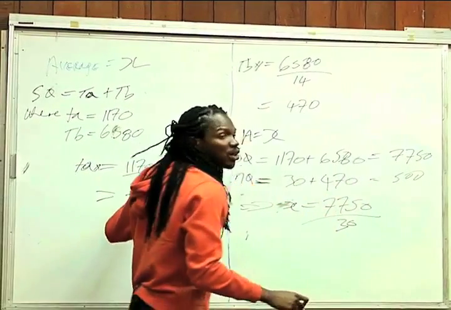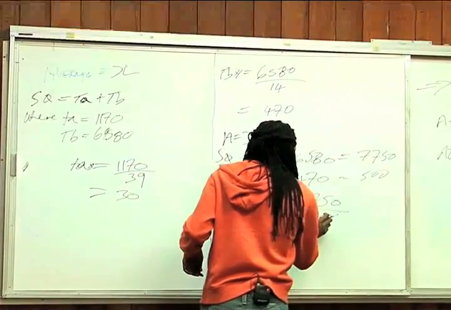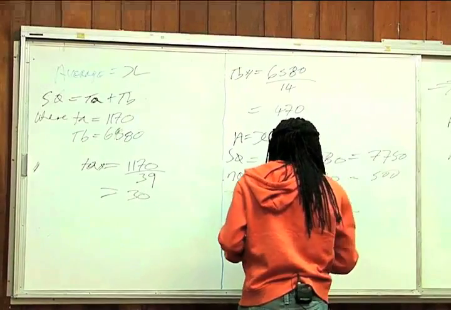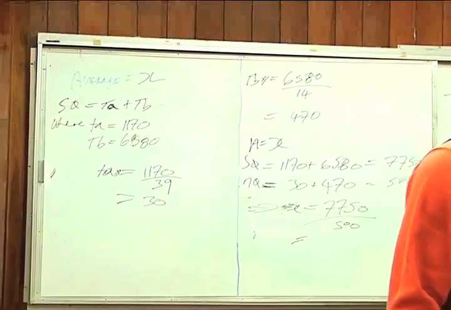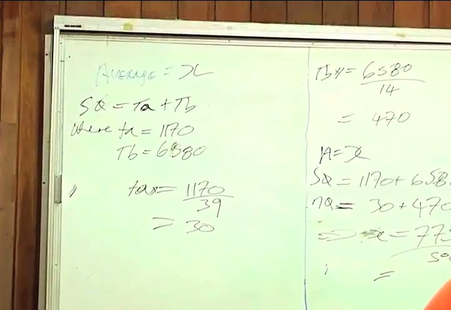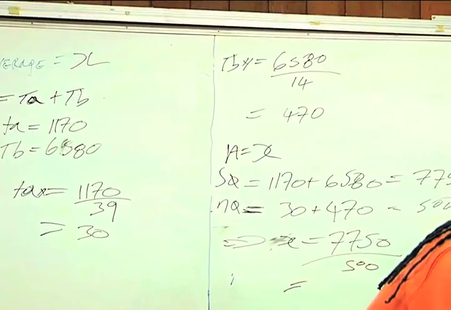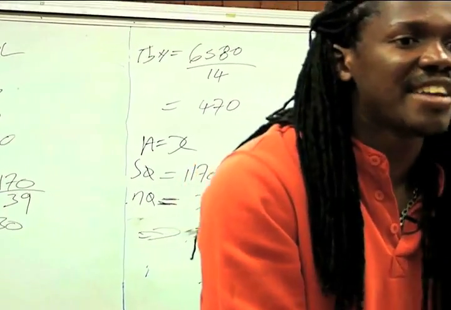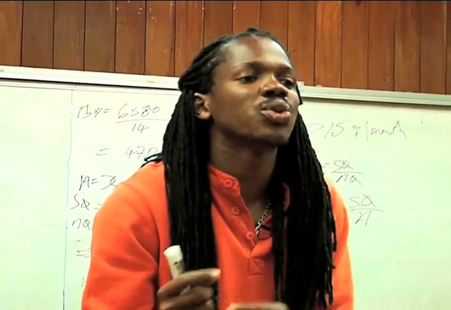7,750 over 500. How much does that equal? 15.5 years. Now write that in months: 15 years, 6 months. You simply multiply 0.5 by 12, because 0.5 years is 0.5 times 12 months.